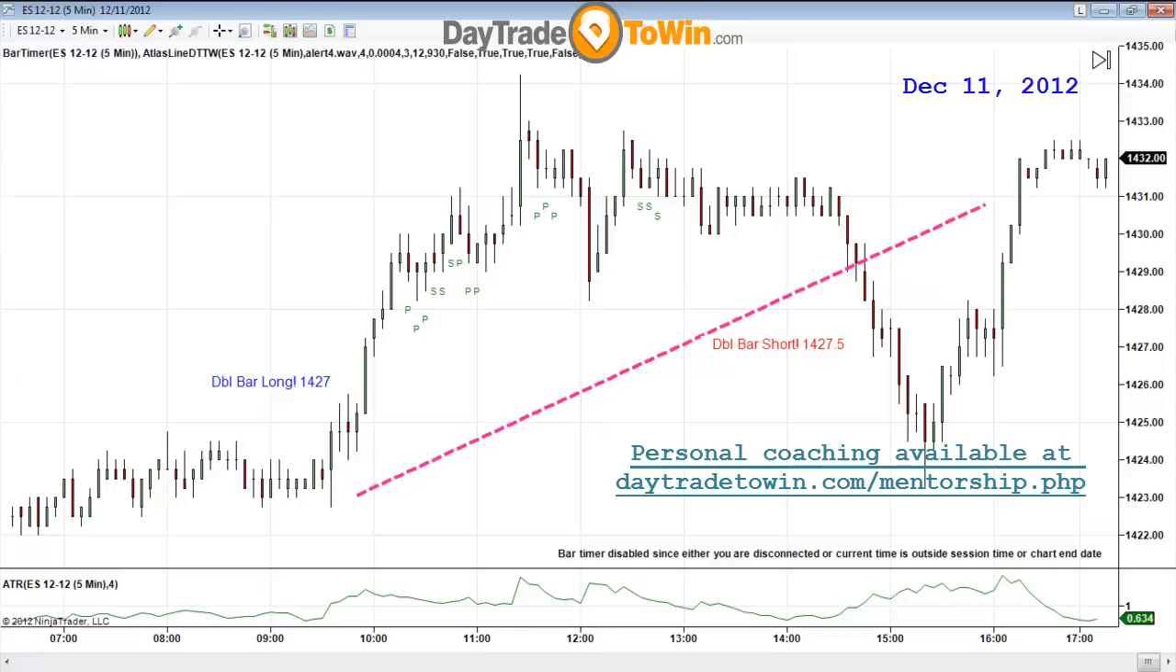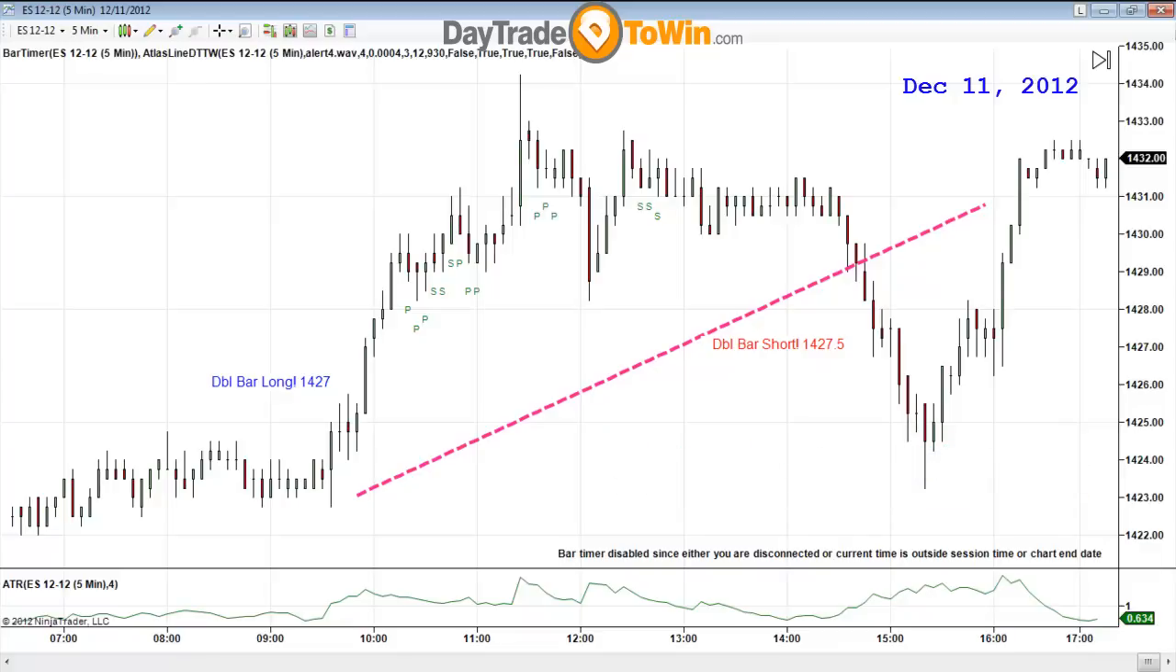Okay, so what I have here in my chart, I'm not going to do a PowerPoint presentation. I decided to just concentrate on charts: today's chart, yesterday's. I'll bring up different markets if you'd like. My main market is the E-mini S&P.